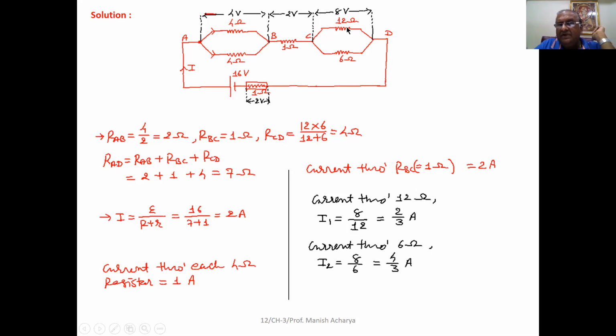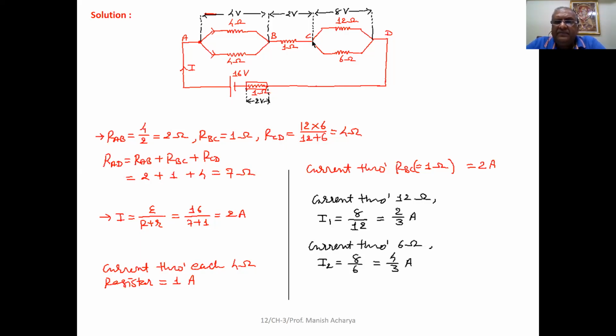So current through 12 ohm, I, that is V by R. So I1, the current through 12 ohm, is 8 by 12, that is 2/3 ampere. Similarly, we can calculate the current through the 6 ohm resistor, that is I2 equal to V by R, as per that 8 by 6, that is 4 by 3 ampere. Clear to all of you? So now here the current through each resistor, the potential difference across each resistor, the equivalent resistance of the network, everything is calculated.